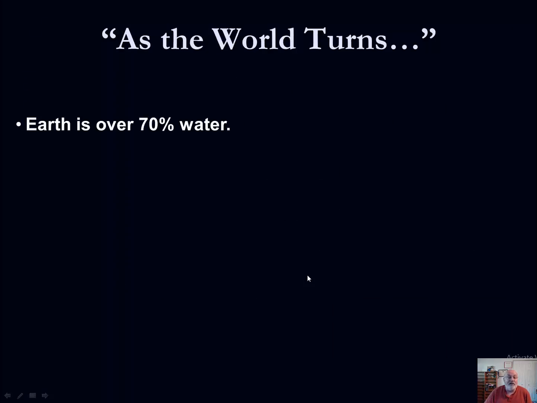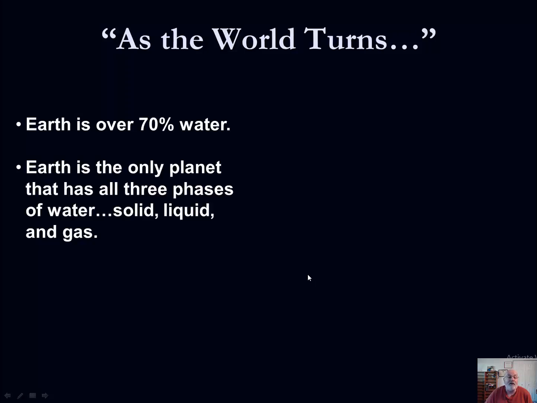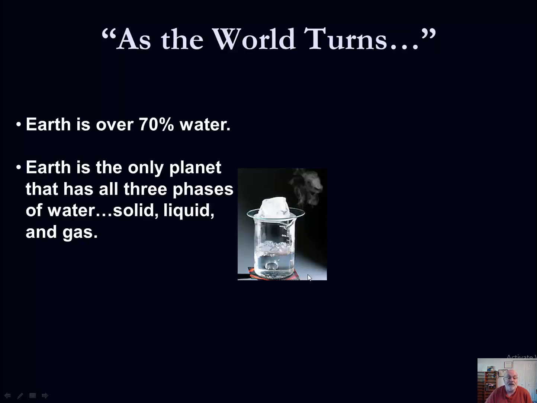As the world turns, Earth is 70% water. Earth is the only planet that has all 3 phases of water: a solid, a liquid, and a gas. When you see steam, that is not gas, that is a liquid, unless the temperature out here is really cold. That's liquid particles of water. The vapor is invisible.